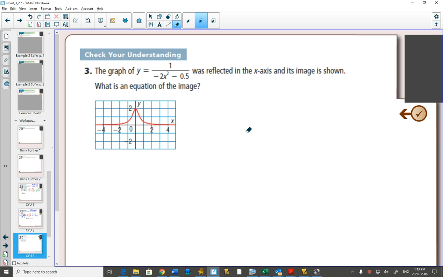So we want to find an equation for this red graph, and we know that the original graph was reflected in the x-axis. So when I see this reflected in the x-axis, I think about, okay, it's going down like this.